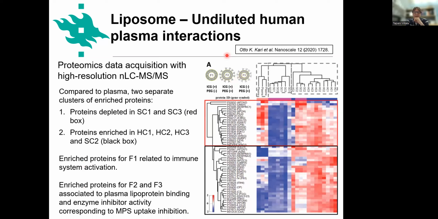Whereas the proteins that are absorbed on the formulation F2 and F3, they are associated to lipoprotein binding and enzyme inhibitor activity that correspond to MPS uptake inhibition, which can give us an explanation why they're actually circulating longer. So basically, even though these pegylated particles absorb more proteins, they tend to absorb the right proteins to allow them to circulate longer.